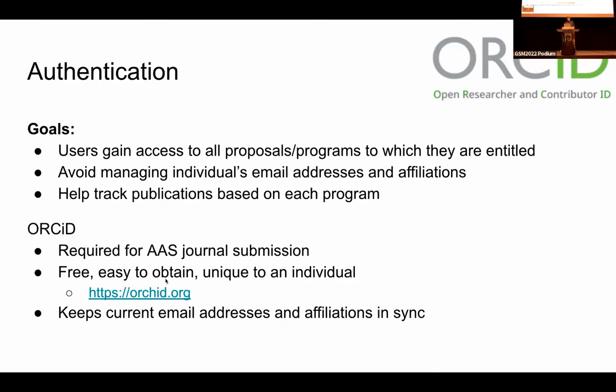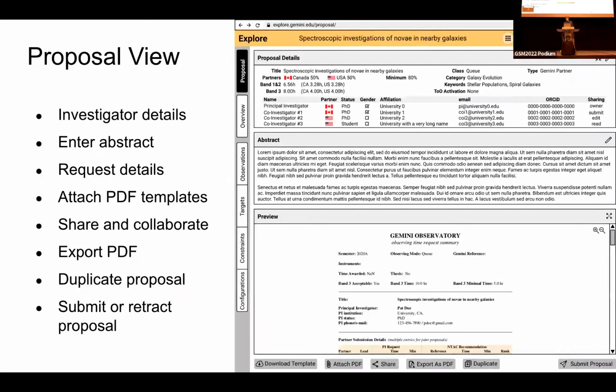So there's the URL. If you don't have one, you can sign up for it. It allows ORCID to keep track of all of your email address and affiliation. You update your profile there, and that information is automatically accessible by Gemini. So once you've logged in, you're authenticated, then you get to open up the proposal view here, and this is going to look quite familiar.